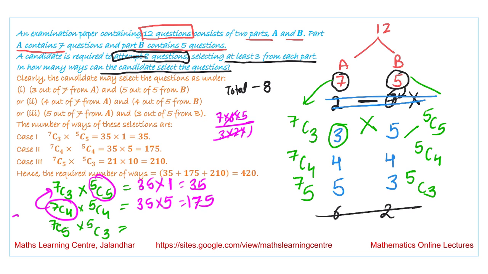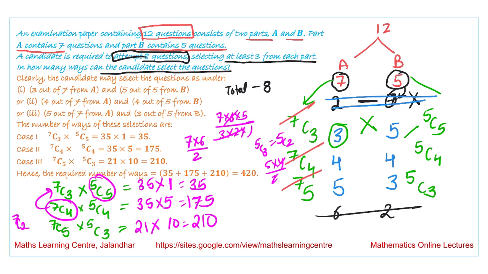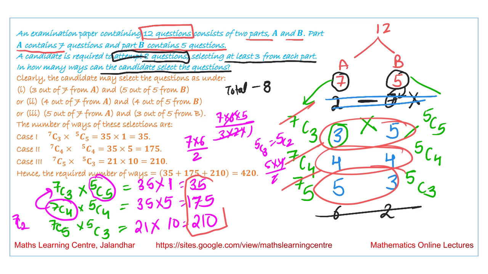Next is 7C5, which means 7C2 we are talking about. So 7C2 is 7 into 6 divided by 2. So the answer we have is 21 into 5C3. 5C3 is 5C2, so it is 5 into 4 divided by 2. So it is 10. We have 210. So all these are different cases we are talking about. Either he has to attempt this, or he has to do this, or he has to do this. So by the fundamental principle of addition, the total number of cases we have is 420. So we are saying there are 420 ways to select these questions.